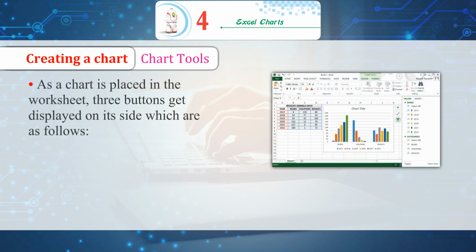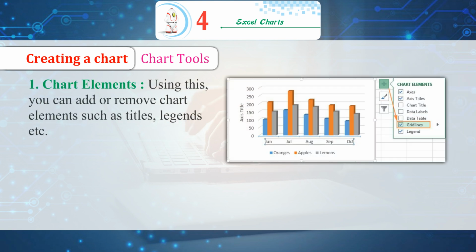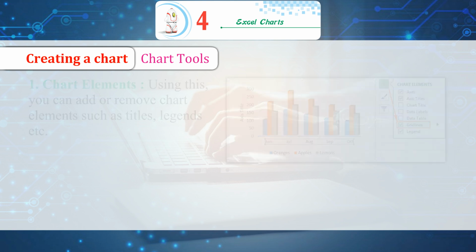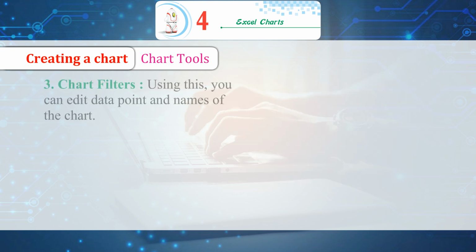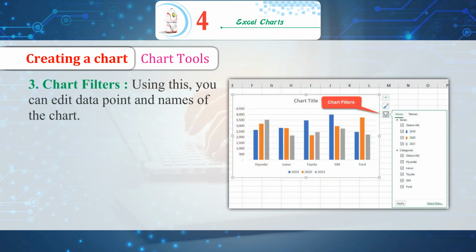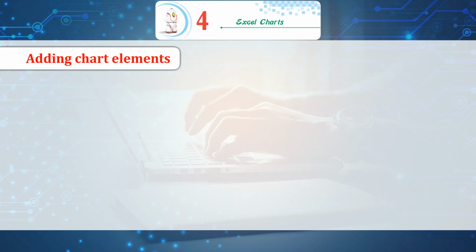As a chart is placed in the worksheet, 3 buttons get displayed on its side which are as follows. 1. Chart elements. Using this, you can add or remove chart elements such as titles, legends, etc. 2. Chart styles. Using this, you can set a style and color pattern for the chart. 3. Chart filters. Using this, you can edit data points and names of the chart.